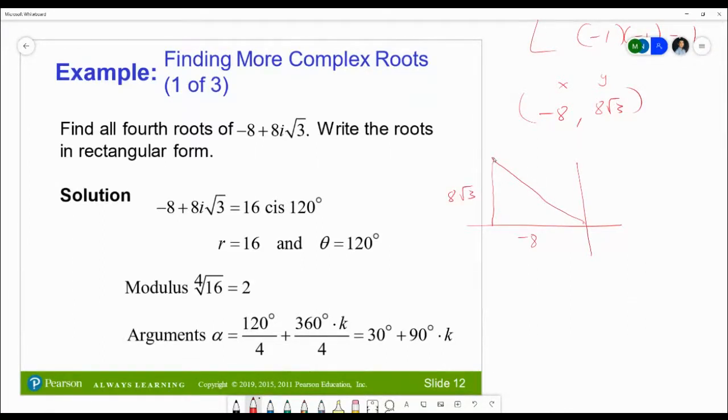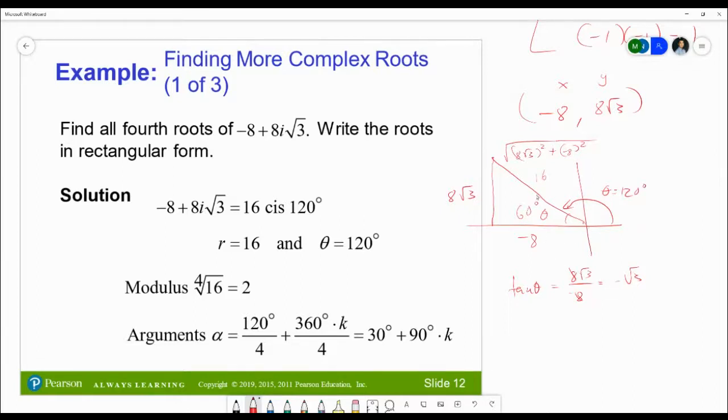So from here, we can find out what r is equal to. Square root of 8 square root of 3 squared plus negative 8 squared. So that's going to be 16. And my angle here, now you can use tangent of theta equals opposite over adjacent. The 8 will cancel, so negative square root of 3. So this is going to give you 60 degrees, and that means that my angle theta here is 120 degrees.